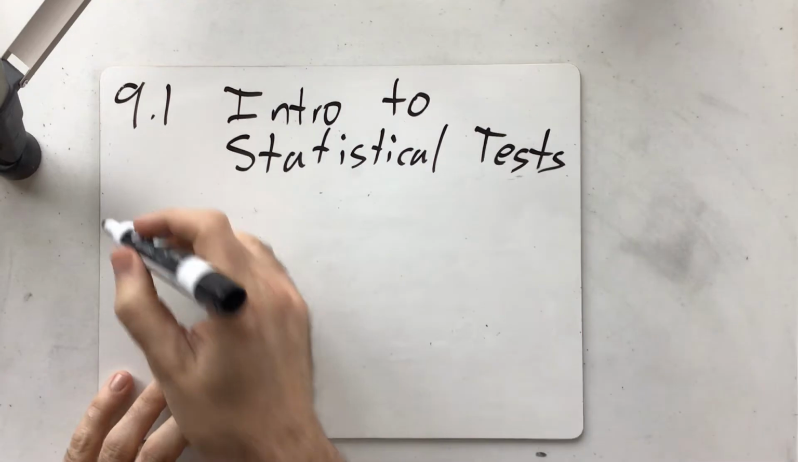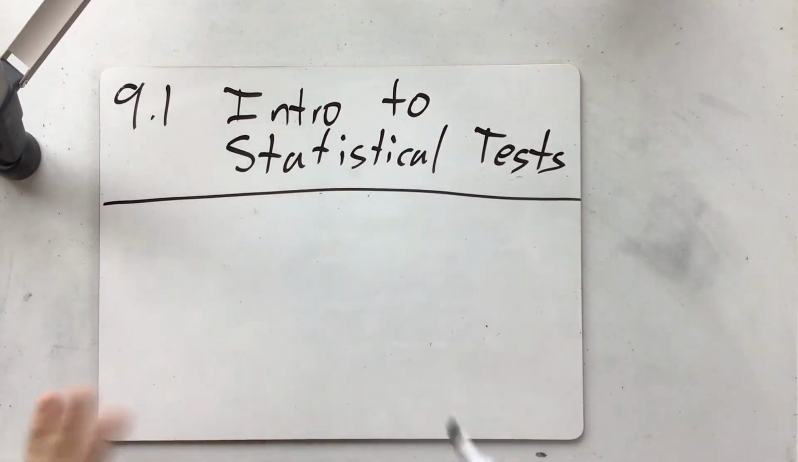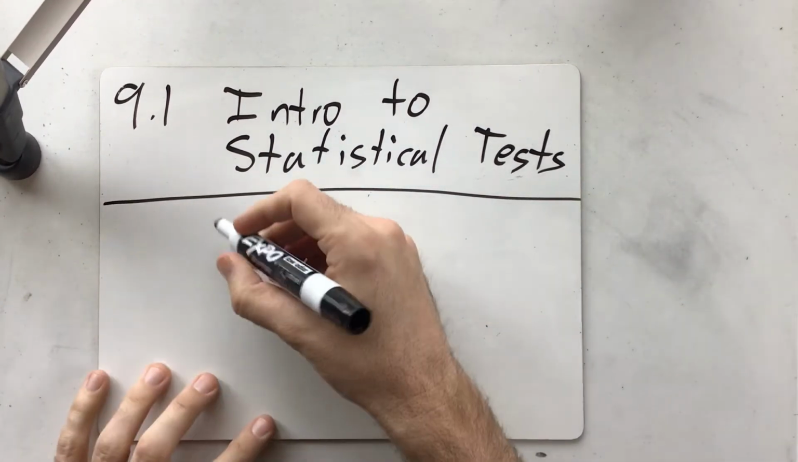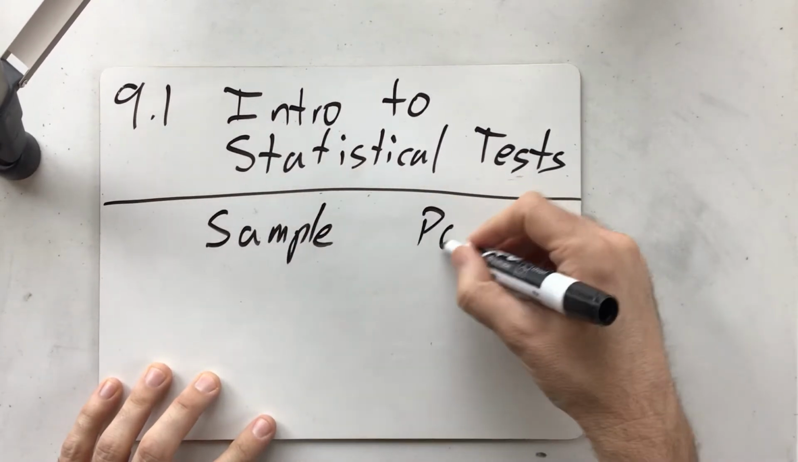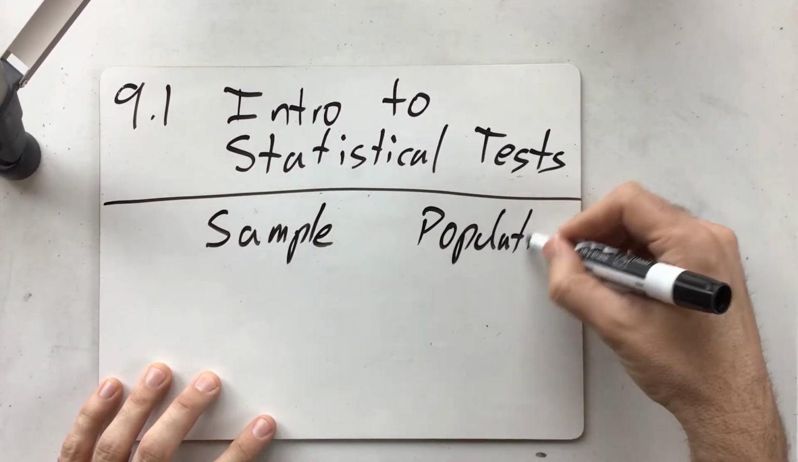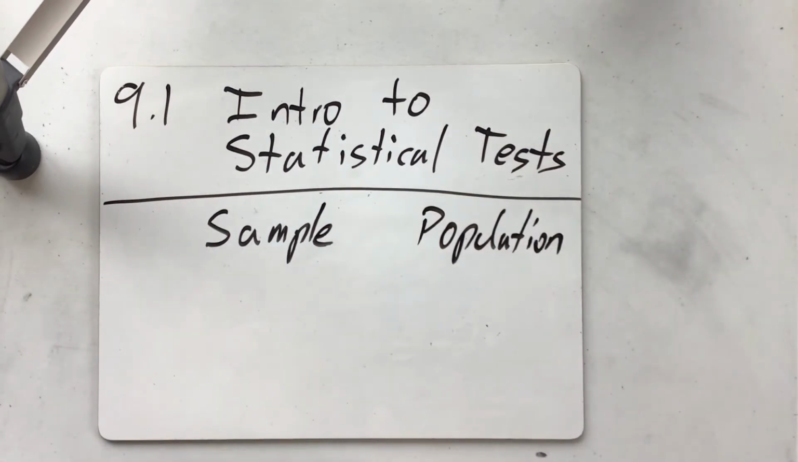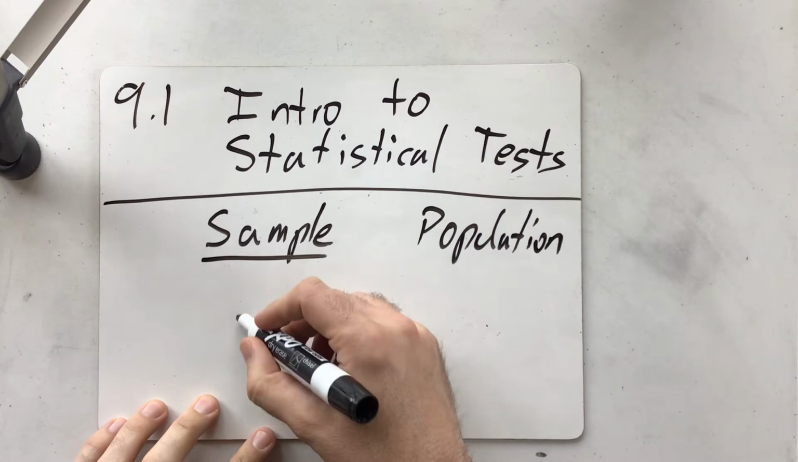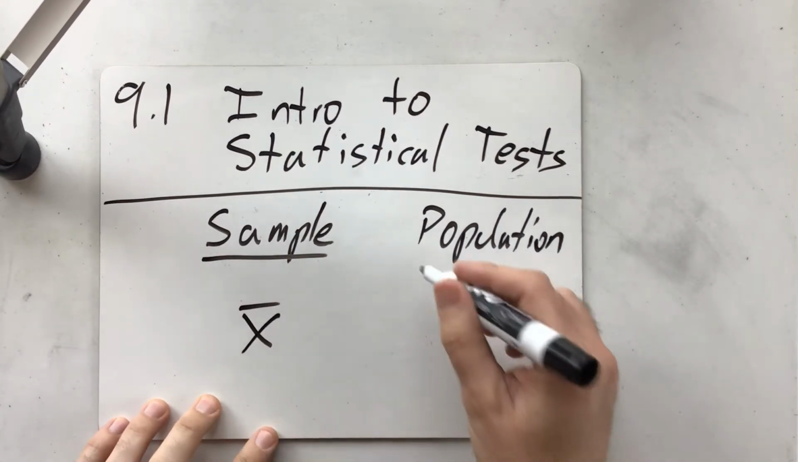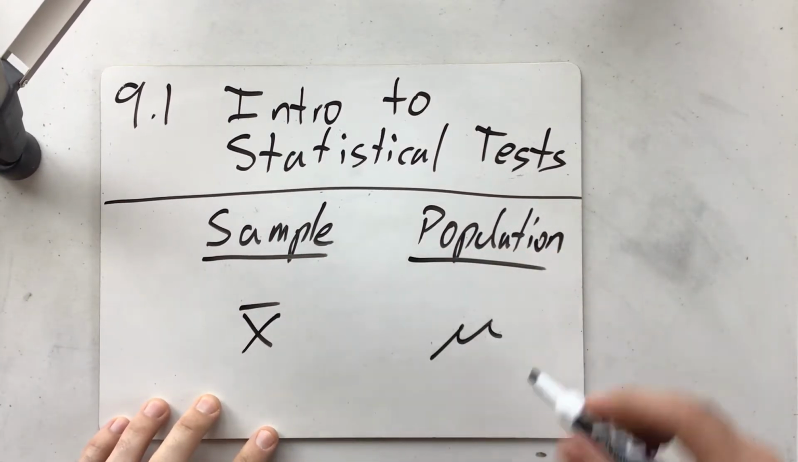The big idea of a statistical test is this picture I've drawn over and over again. It's the difference between a sample and a population. From a sample we find something like, say, the average x bar, and then we have a population average, which we call mu.